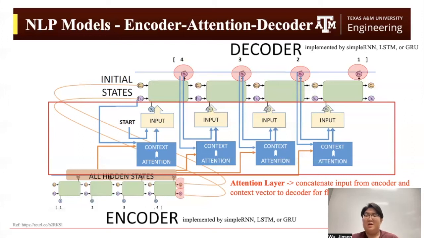At the outset, the encoder processes the input sequence and passes it to the attention layer. The attention layer produces context vectors and concatenates them with the input from the encoder. The decoder subsequently outputs the target sequence through the input vectors and weights from the attention layer.